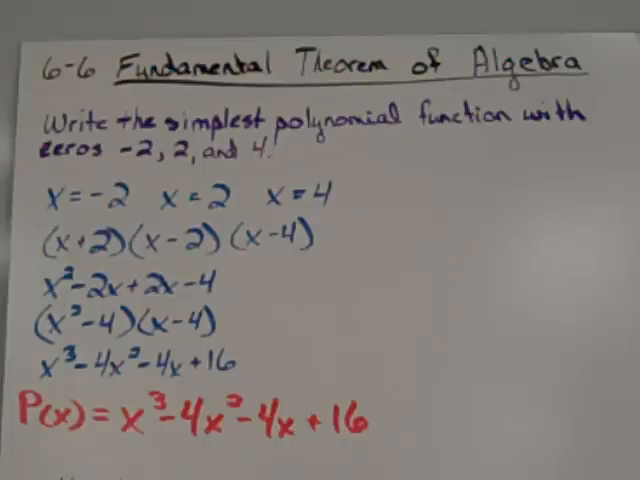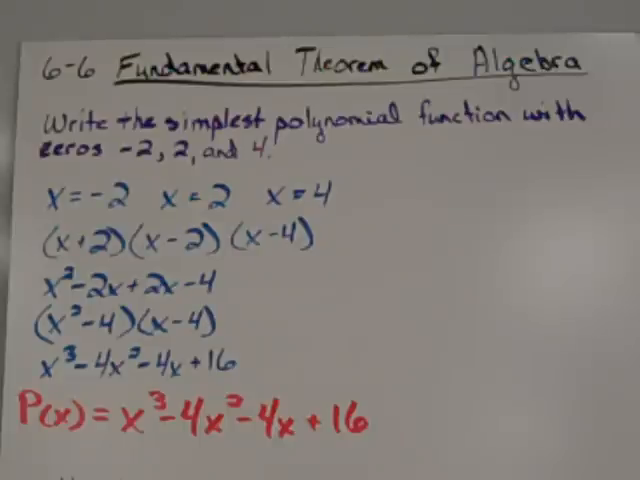Okay, this is section 6-6, the fundamental theorem of algebra. We're basically going to be doing two things in this section. You're going to be writing a polynomial equation given the roots or the zeros, and then you're also going to be solving an equation to find all of its roots or zeros. Now these are two things that we have done already, so hopefully this will go pretty well.